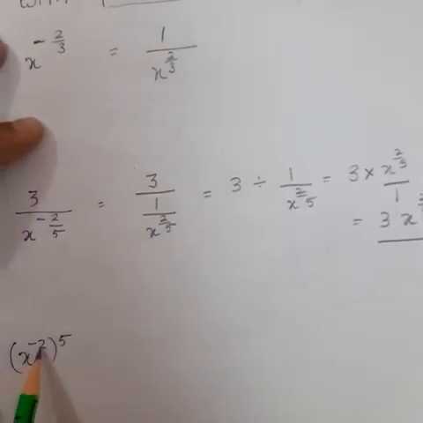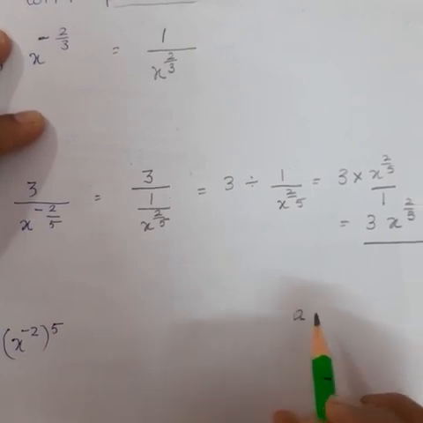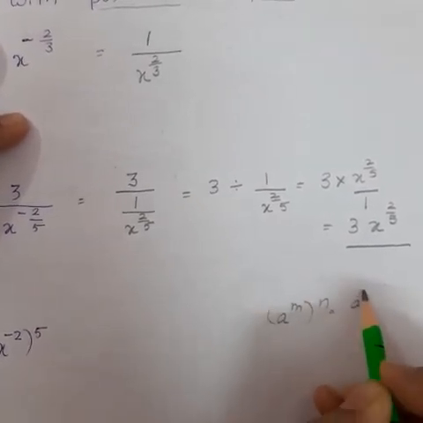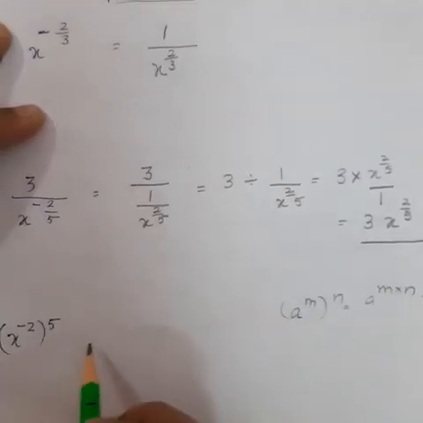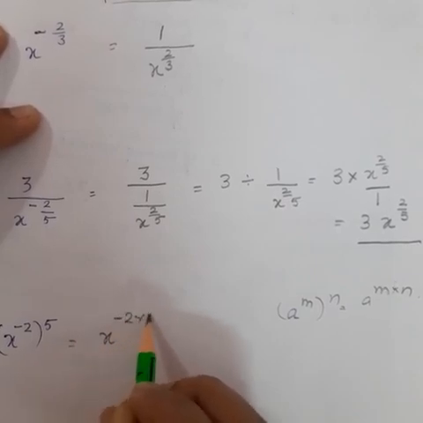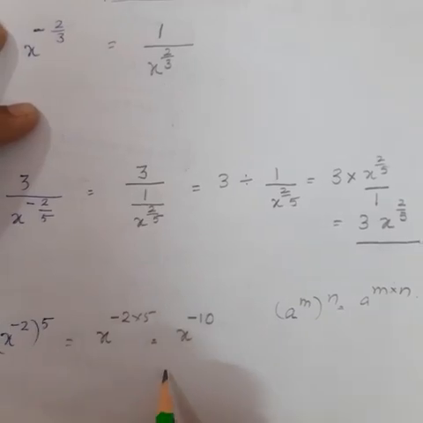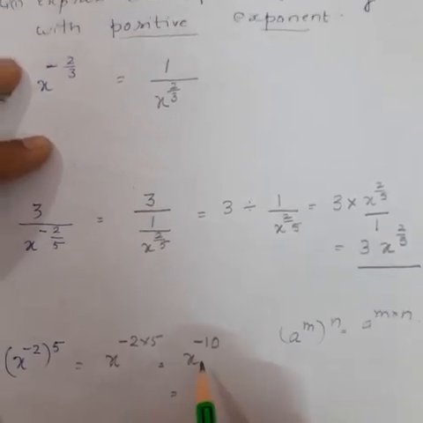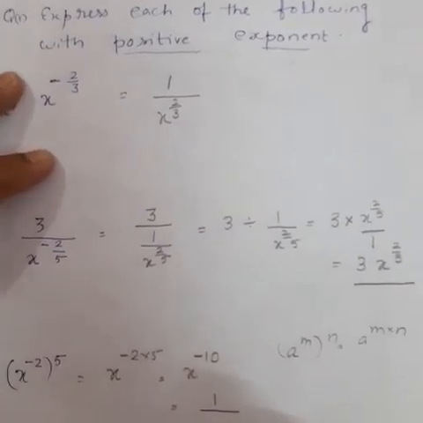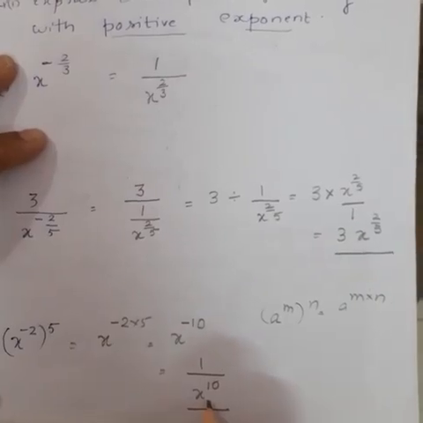x to the power minus 2 whole to the power 5. You know the rule a to the power m whole to the power n is equal to a to the power m into n. So first we will do this one. That is x to the power minus 2 into 5, that is equal to x to the power minus 10. So now you have to change it with a positive exponent. That is equal to 1 by x to the power 10. So this is the answer for this.